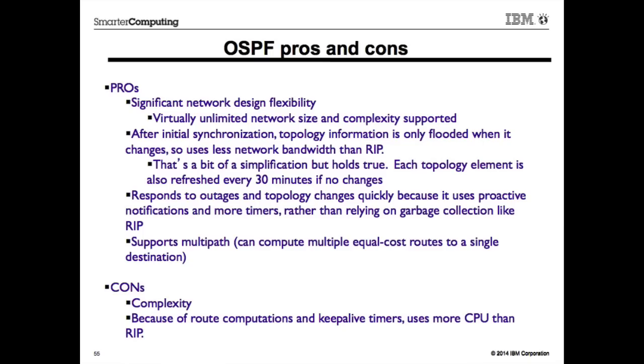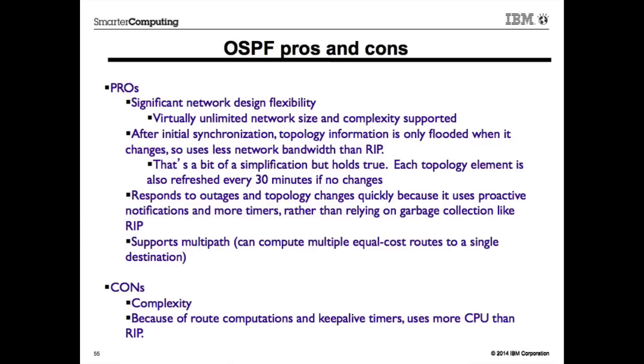So, pros and cons of OSPF. The pros are significant network design flexibility, right? You can have virtually unlimited network size and complexity. Also, after initial synchronization, topology information is only flooded when it changes, so it uses less network bandwidth than RIP. That's kind of a lie, because every 30 minutes every OSPF topology element has to be refreshed. But that's a lot better than sending the whole routing table every 30 seconds. So OSPF uses significantly less network bandwidth.